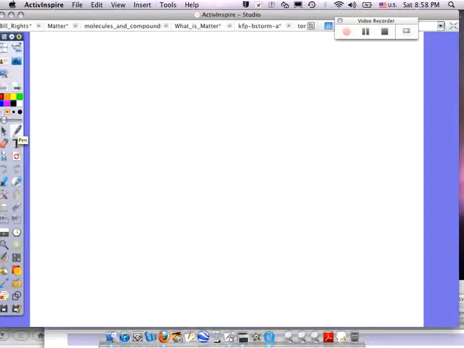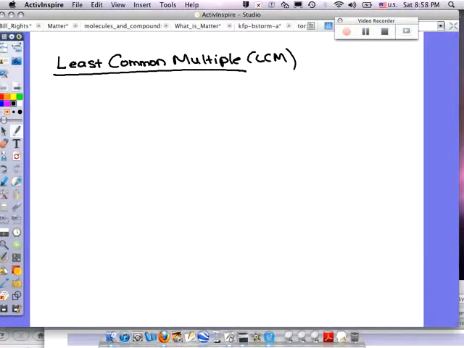Let's first start with least common multiple. And these are pretty simple if you really think about what the definition means. Least common multiple. And all that means is when you're given two numbers, what is the smallest multiple that the two numbers have in common? For instance, what is the least common multiple of 3 and 8?